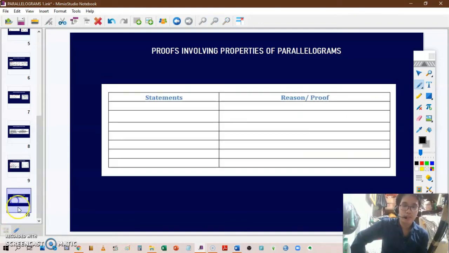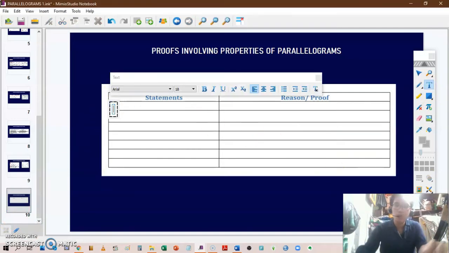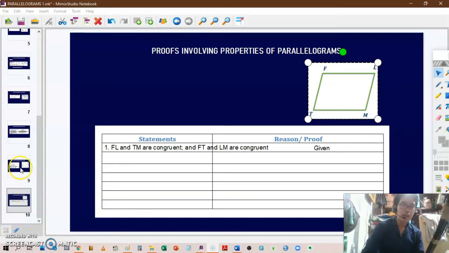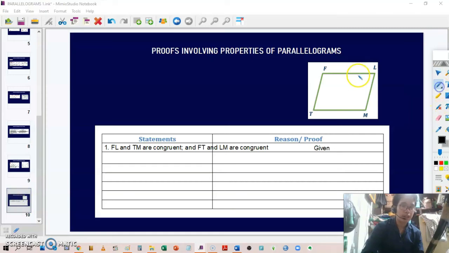So how do we do that? As with all proofs, we start with the given. So let's write our given as number one. Continuing with our proof, we have the given quadrilateral FLMT. As we can see in the figure, we need to draw a line segment LT, so let's draw line segment LT here.